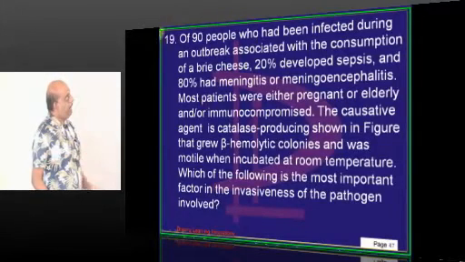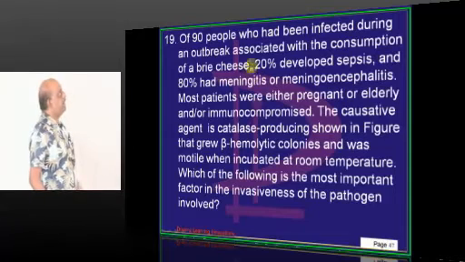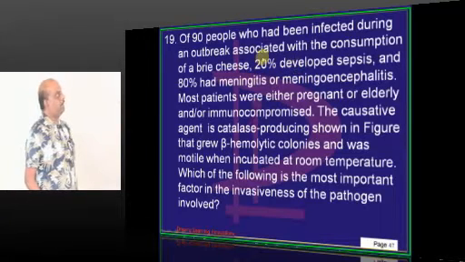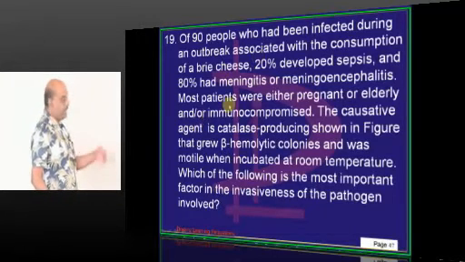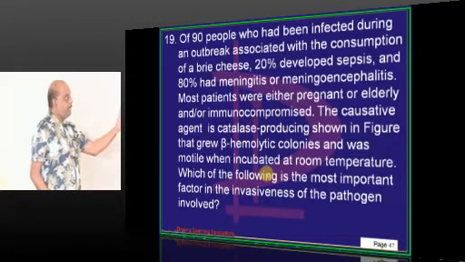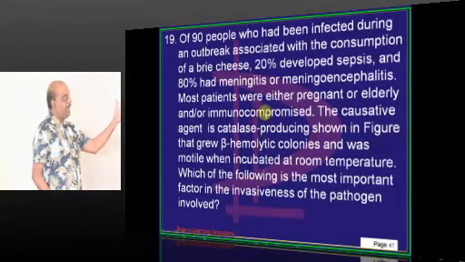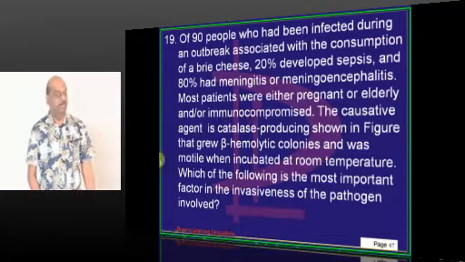Now, out of the 90 people who had consumed the cheese, there is a development of food poisoning, I mean, the vomiting, etc. I mean, the development of meningitis, etc. A good number of them are typically pregnant women or elderly or immunocompromised, a very important clue.